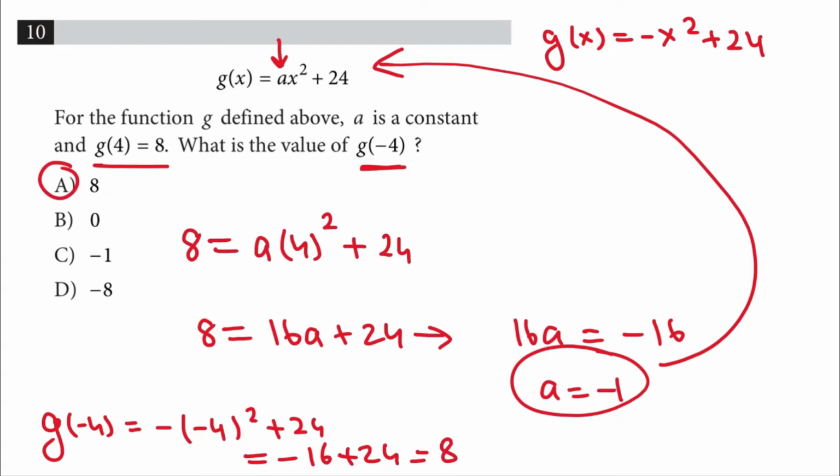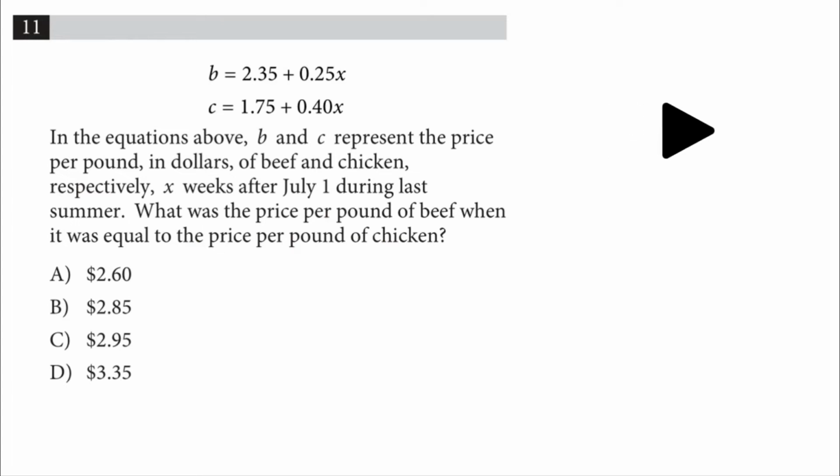Now let's move to the next problem. In the equations above, B and C represent the price per pound in dollars of beef and chicken respectively. So this is for beef and this is for chicken. X weeks after July 1st during last summer. Well guys, at this point this is just trying to confuse you, all right? So you have two equations right here. One of them is for beef, the other one is for the price of chicken. Now the question starts right here.